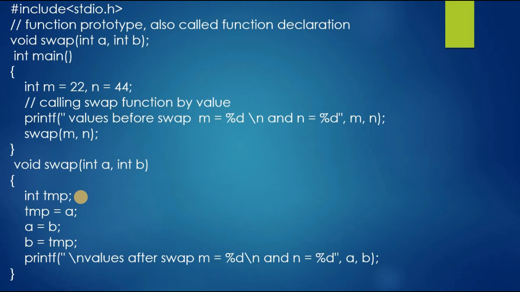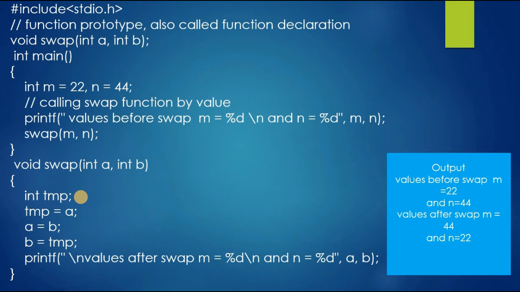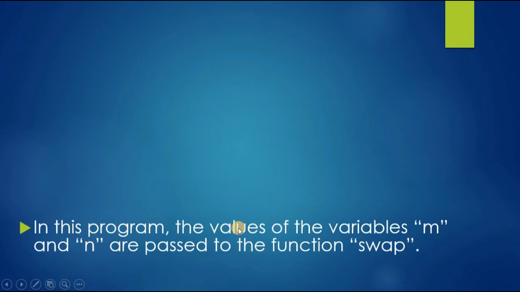How the program will work we will see here, and after working what output we will get. We will get the output: values before swap, m is 22 and n is 44, and values after swap, m is equal to 44 and n is equal to 22. By using the swap function we got the values after swap. We will see how we got these values.